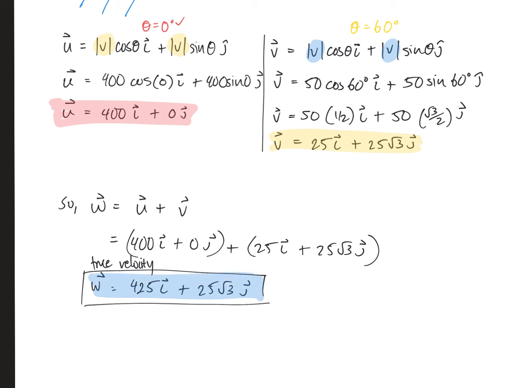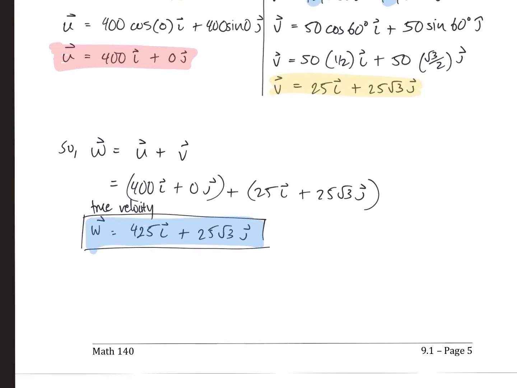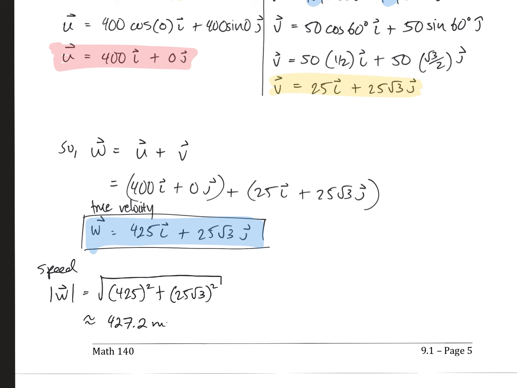Once again, remember, the speed is the same thing as magnitude, and we know that formula. So speed, or magnitude, is going to equal the absolute value of this, so it's going to be the square root of my a values and my b values. So my a value is the 425, and my b value is the 25 root 3. And that'll end up being approximately equal to about 427.2 miles per hour.